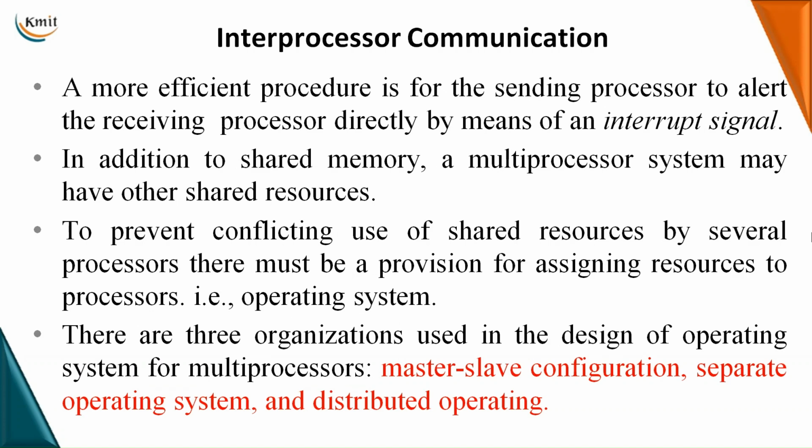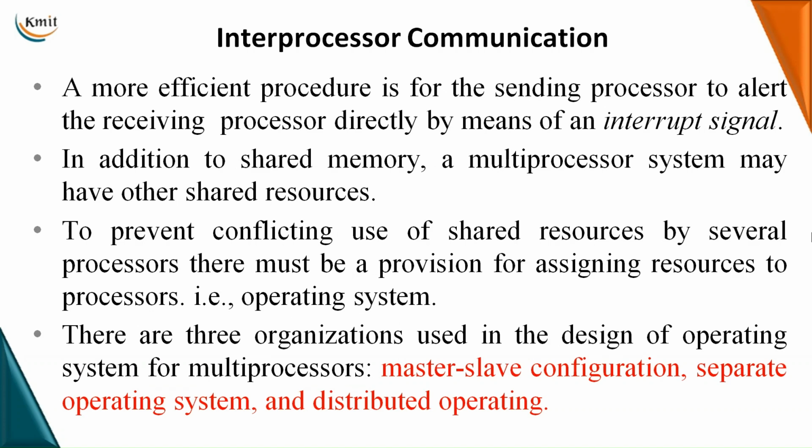In addition to the shared memory, a multiprocessor system also has certain resources which are shared between the multiple processors present in the system. In order to prevent the conflicting use of shared resources by several processors, there should be some means of assigning the resources to the processors. And this task is done by means of an operating system.